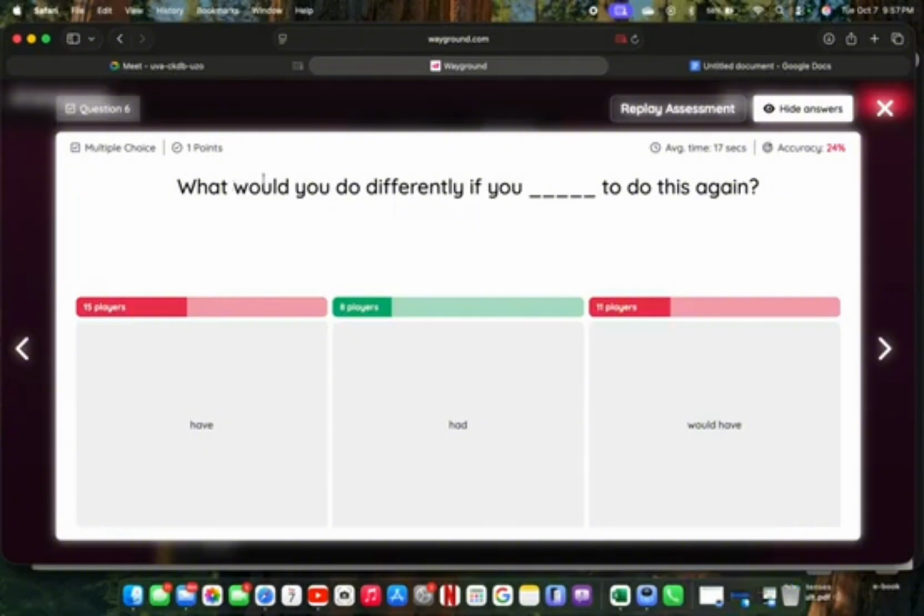What would you do differently if you had to do this again? So this is something that you're talking about in the past. See, this is one I got wrong. What would you do differently if you would have to do this again? I wonder if that's a correct sentence too, grammatically. Because it's not unreal, but in this context, you're talking about something that happened in the past. What would you do differently if you had to do this again? So that's why it's had. Sebab have adalah present. Would have kita guna untuk third conditional.